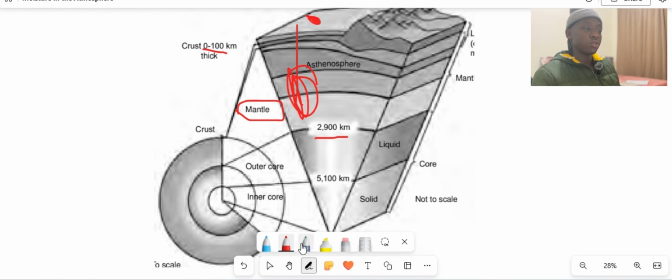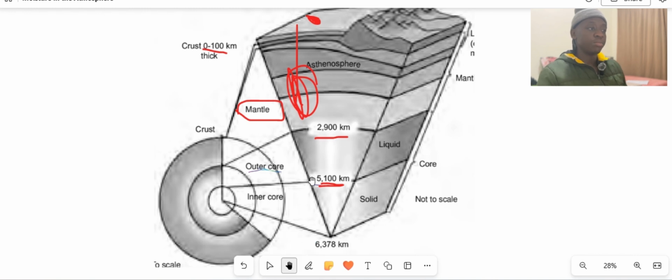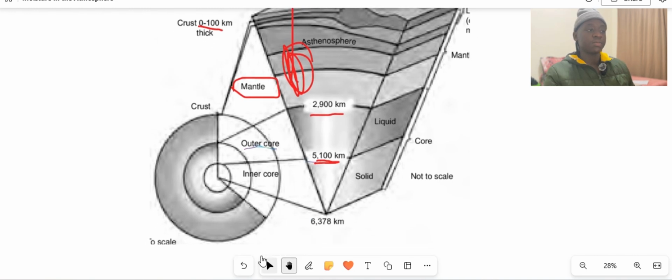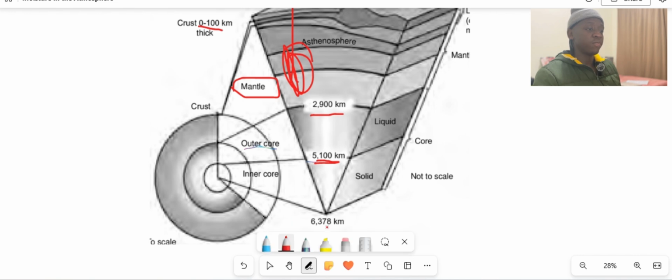Then we have what we call what? The outer core. So the outer core, it is what? 5,100 kilometers deep or thick. Yes. So the last but not least, the inner core. Yes. The inner core is about 6,378 kilometers deep or thick.